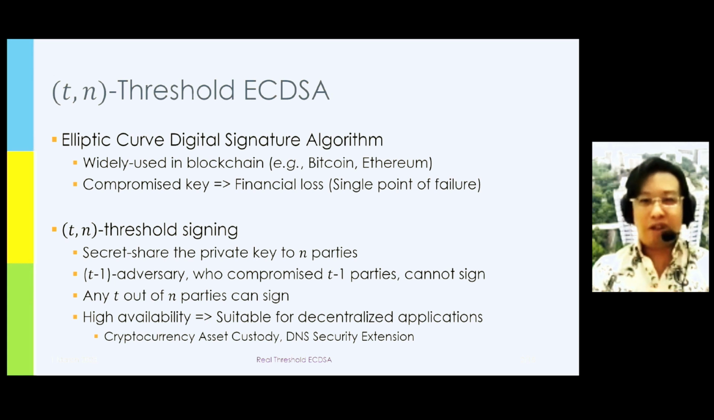So to avoid this kind of single point of failure issue, we may want to apply t-out-of-n threshold signing, particularly t-out-of-n threshold ECDSA. The idea is that we share the private key among n parties such that anyone who manages to compromise t-1 parties cannot issue a signature, but any t out of the n parties can do so. Because any t out of those parties can do so, we can ensure high availability, which is suitable for decentralized applications such as cryptocurrency and also DNSSEC.